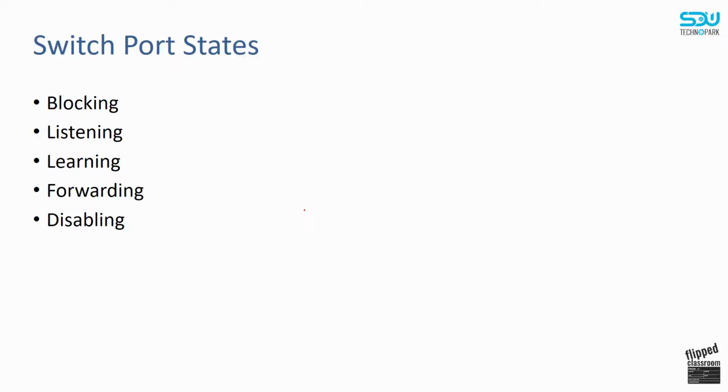Switch port states. We have different states of the switch ports. They are blocking, listening, learning, forwarding, and disabled. Actually, disabled is not a state of the STP, because disabled is the port which is shut down. A port which is administratively shut down will be in disabled mode.